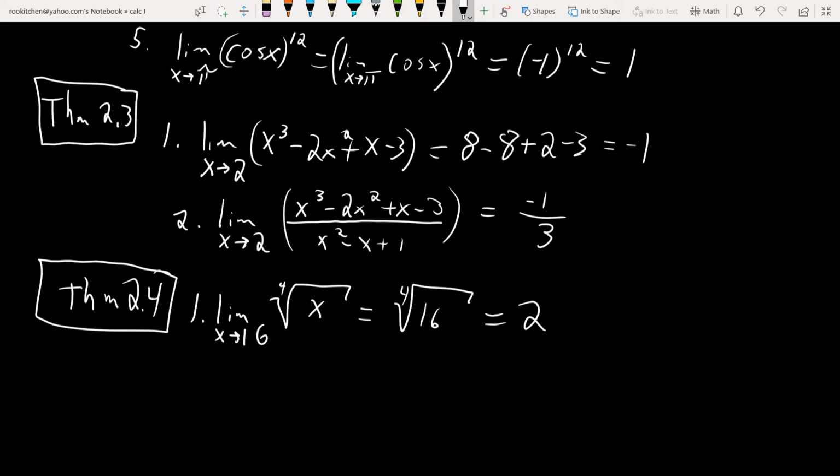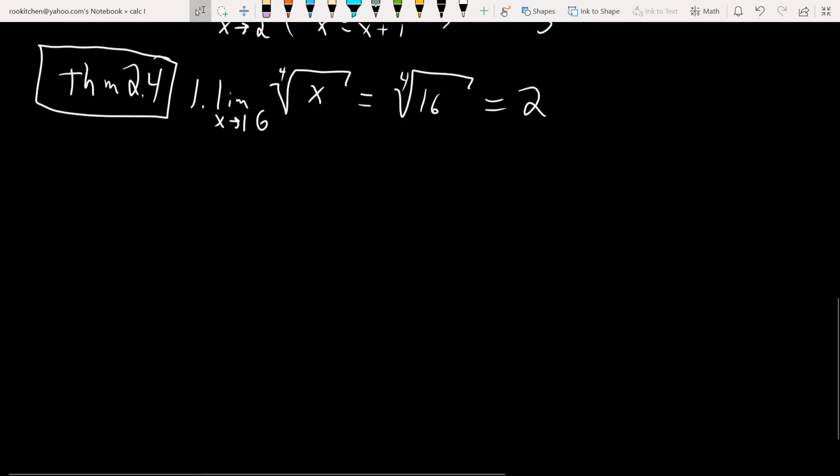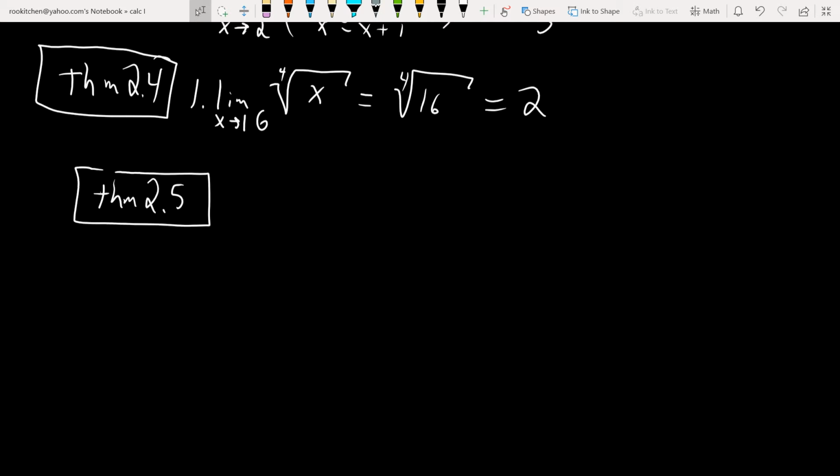Okay. All right, theorem 2.5, limits of composite functions. So, if you have a function that's inside of another function, so long as you can do the limit of the inner function and the outer function is evaluatable at that particular value, then you can figure out the limit by moving the limit inside of the function.